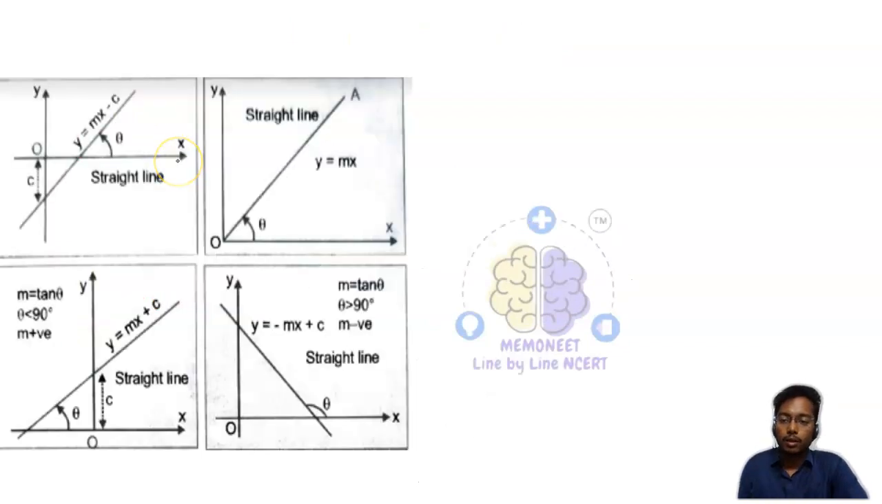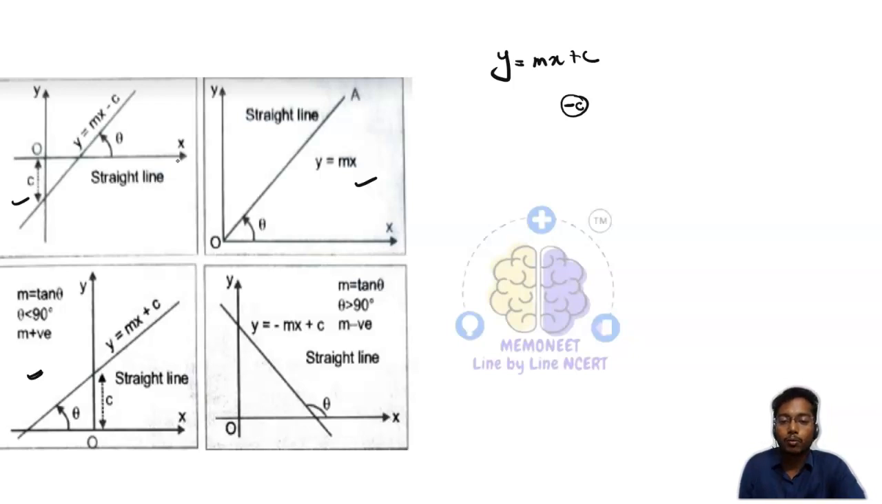We will try to find out the graphs here. y equals mx plus c is a standard graph, where c is the intercept and m is the slope. For y equals mx minus c, c is negative, so it will have a negative intercept, and this will be the graph. Y equals mx means there is no intercept, so it will pass through the origin.